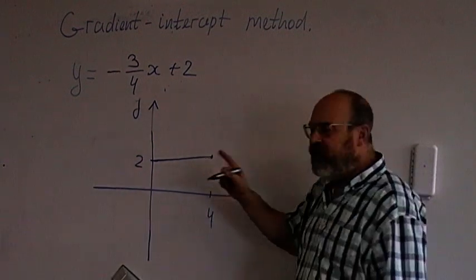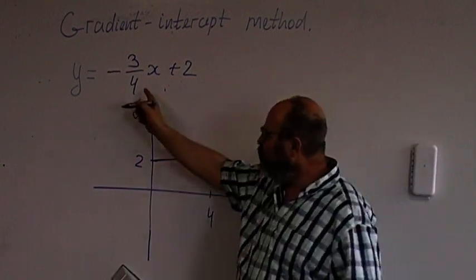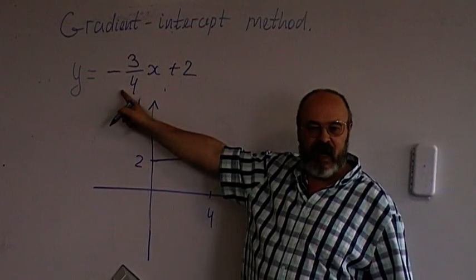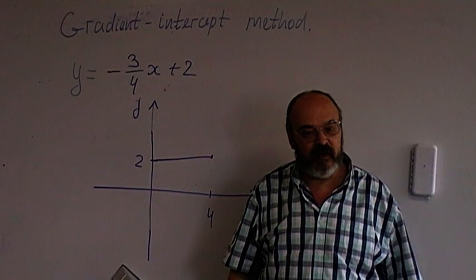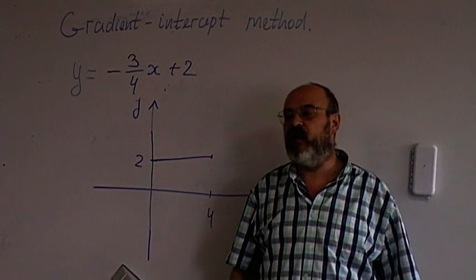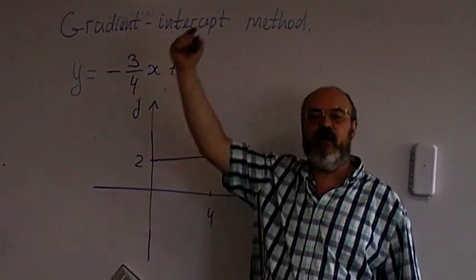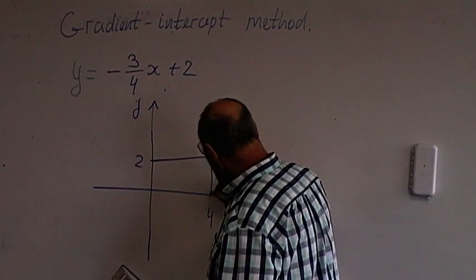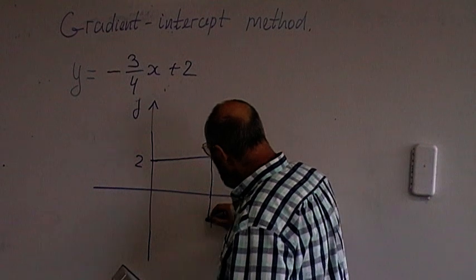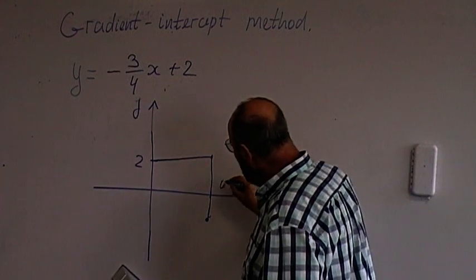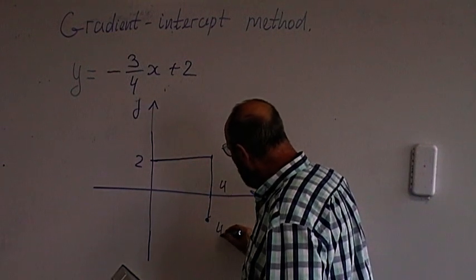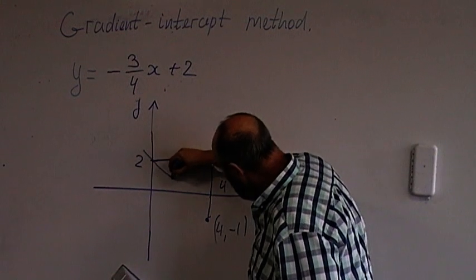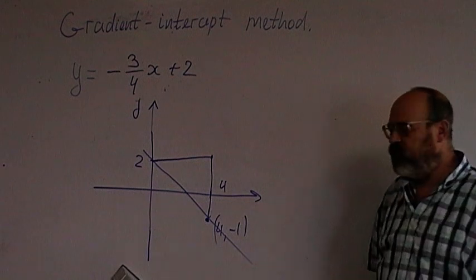And then we go down by 3. The run is the denominator, and the rise is negative 3. What does it mean to rise by negative 3? Going down by 3. So if it's negative, you go down. And we will come to negative 1. So this point will be (4, negative 1). Take a ruler and draw the straight line.